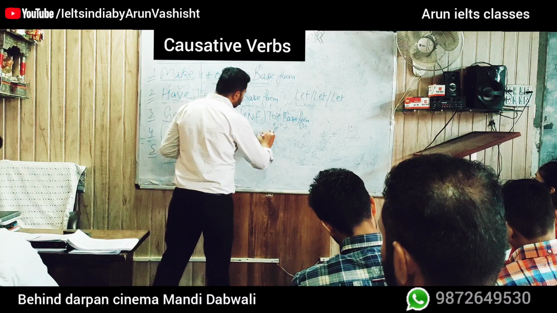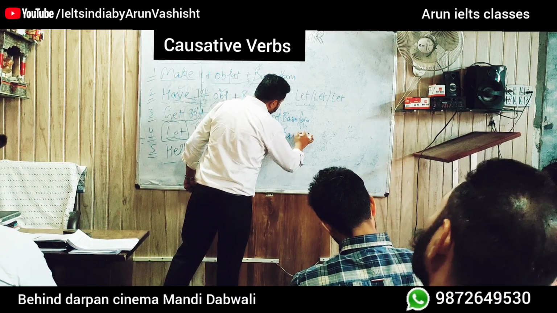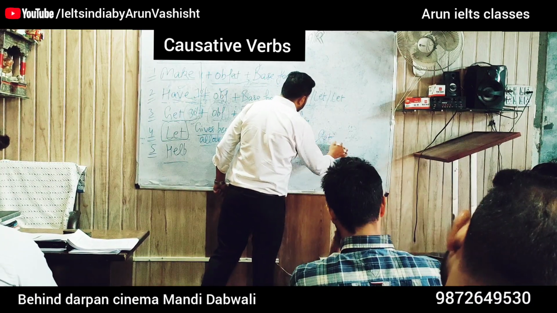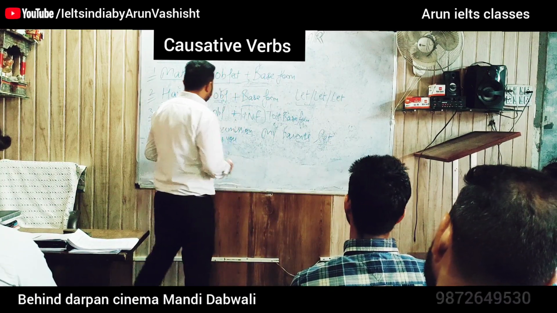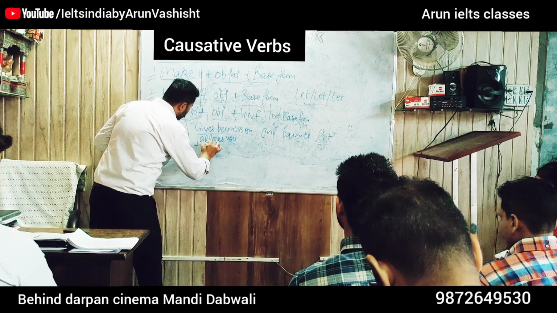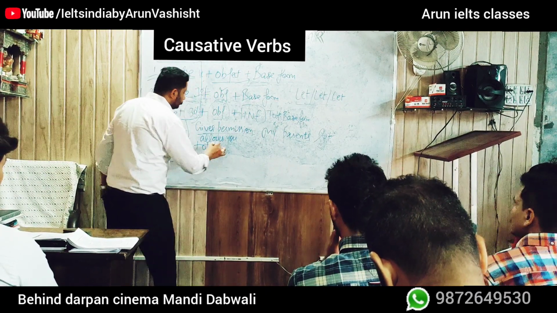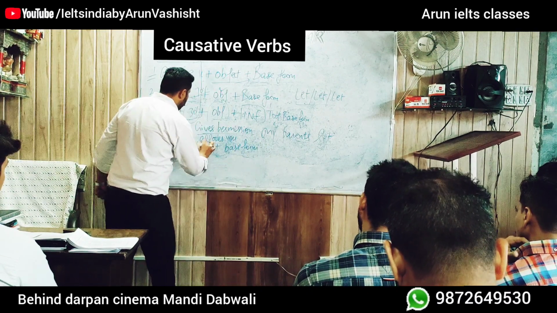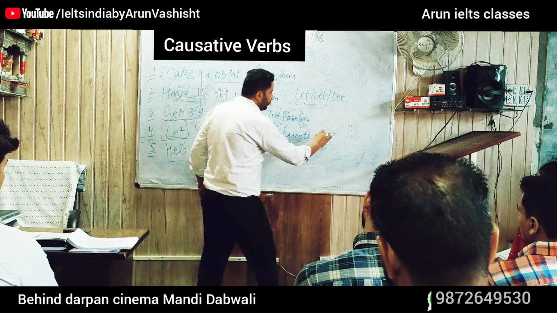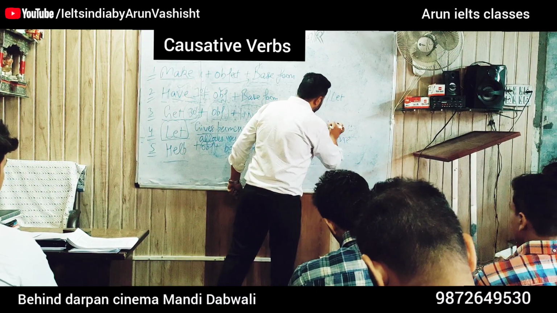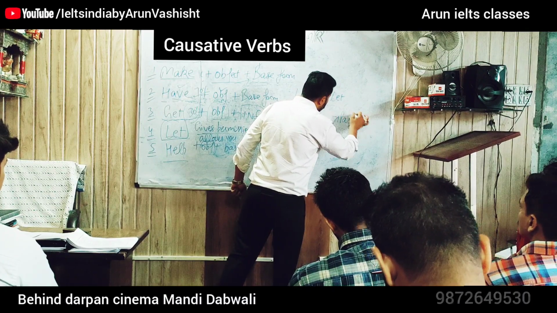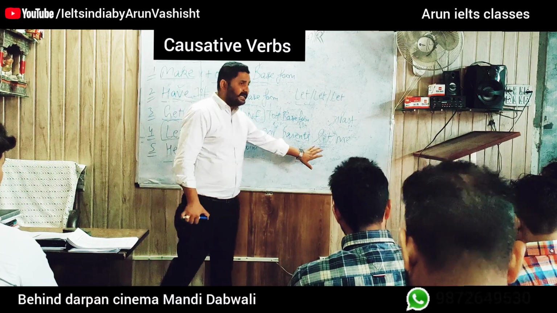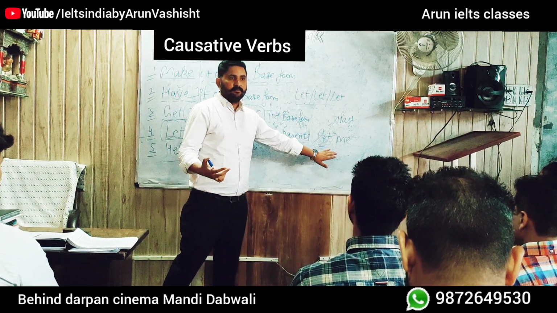Okay, my question is, let's make a sentence. For example, my parents allowed me. The structure is let plus object plus base form. Now the object is me. My parents let me. Now here I'm talking about past. My parents let me what?